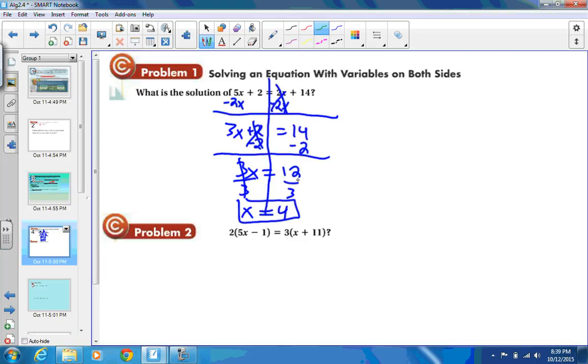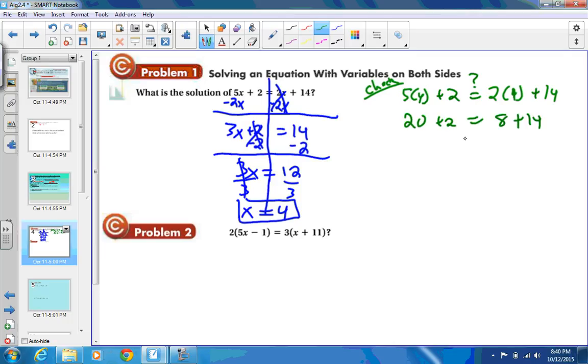So I'm going to plug in 4 for x. So 5 times 4 is our checking here, plus 2. I want to know if that's equal to 2 times 4 plus 14. Excuse me. So let's do any multiplication first. This would be 20, plus 2 is 22. This would be 8, and then 8 plus 14 is 22. So that means we are happy. That is our solution.